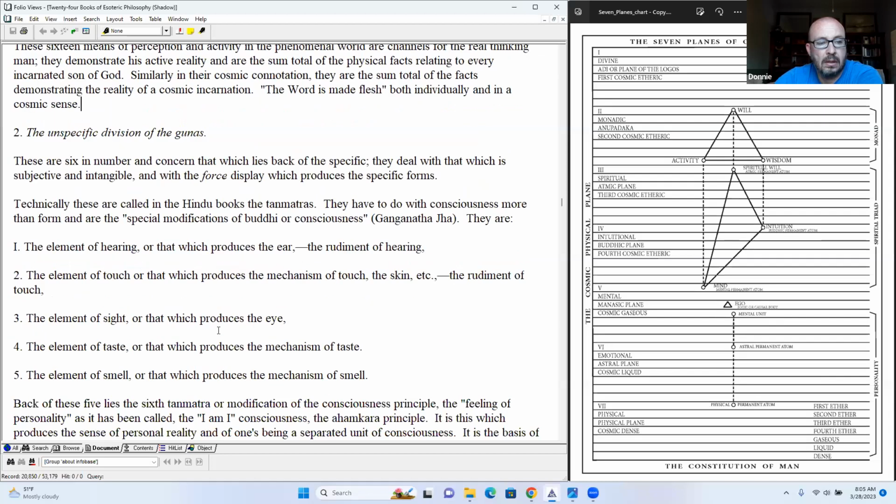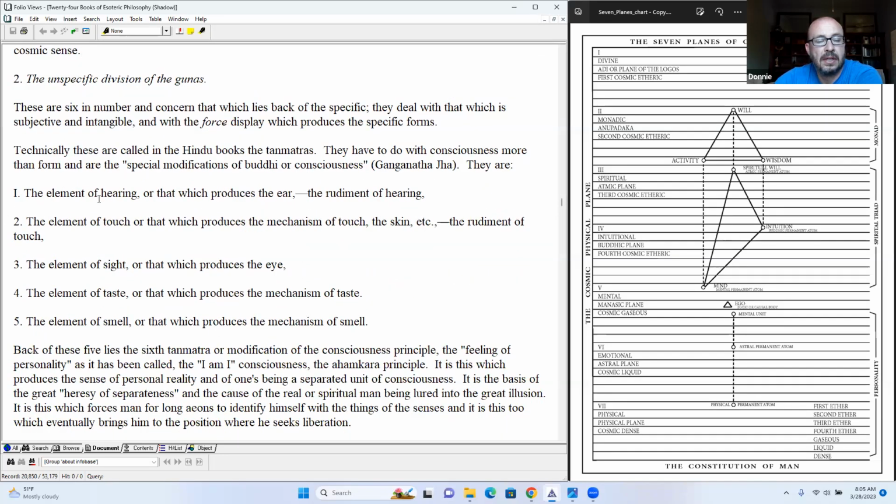They are, 1, the element of hearing. This is etheric. Now we know hearing is etheric, or that which produces the ear, the rudiment of hearing. The element of touch, or that which produces the mechanism of touch. Oh, wow. I did not see that coming. The rudiment of touch. Now we have the element of sight, that which produces the eye, the element of taste, or that which produces the mechanism of taste, and the element of smell, or that which produces the mechanism of smell.